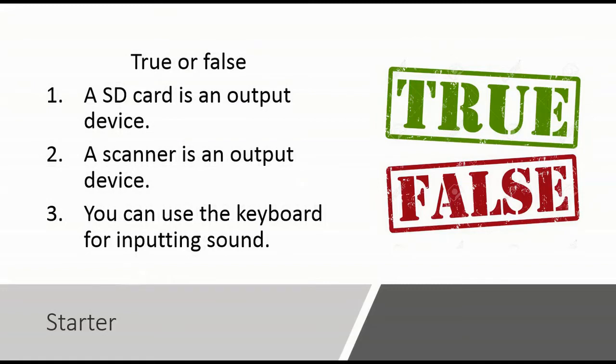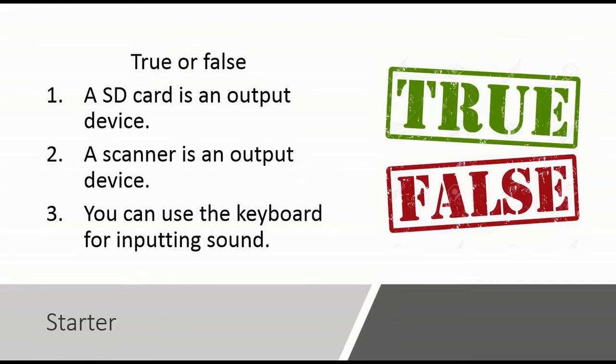For a starter for today's lesson, let's look at some sentences and think if they are true or false. You can see here the first sentence says an SD card is an output device. As you know, an SD card is the card that gives you extra storage capacity which you can put into your camera or phone or laptop and so on. So can this be an output device? No, because this is a storage device. It increases your storage capacity.